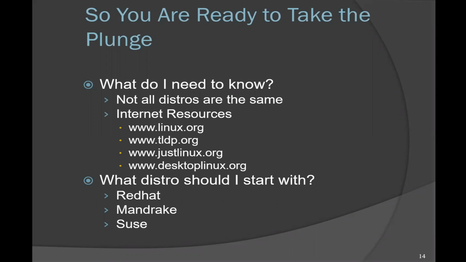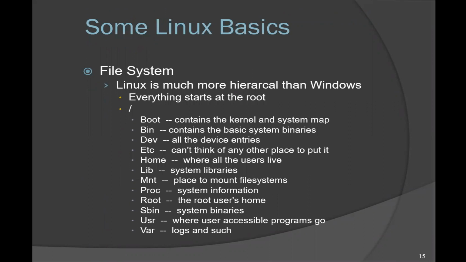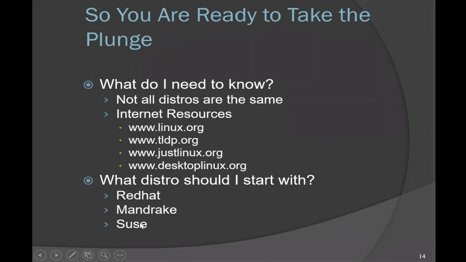Distributions are also called distros. Red Hat, Mandrake, SUSE, and many more are distributions. It means the community took the Linux kernel and built their own operating system, and that's called a distribution, or distro. Red Hat, Mandrake, SUSE, Ubuntu, Gentoo, Pentoo, and many more.